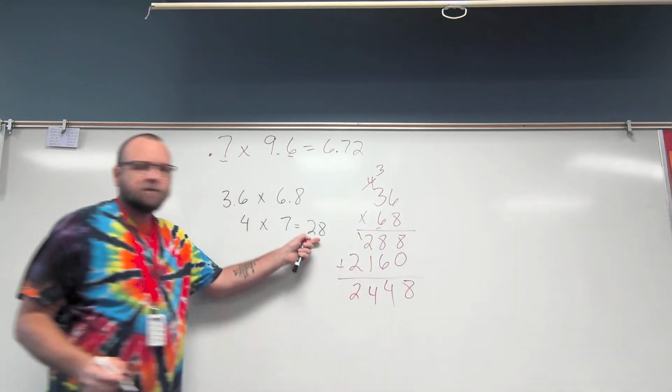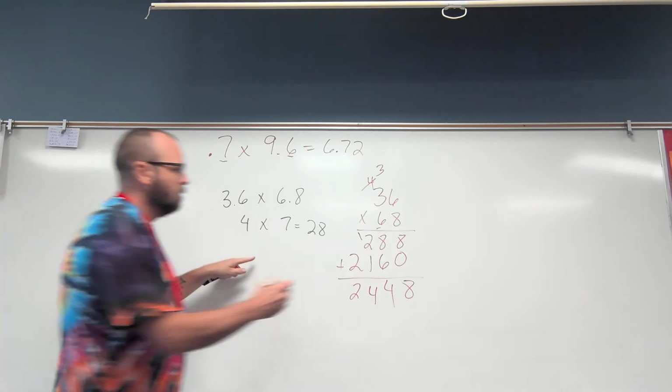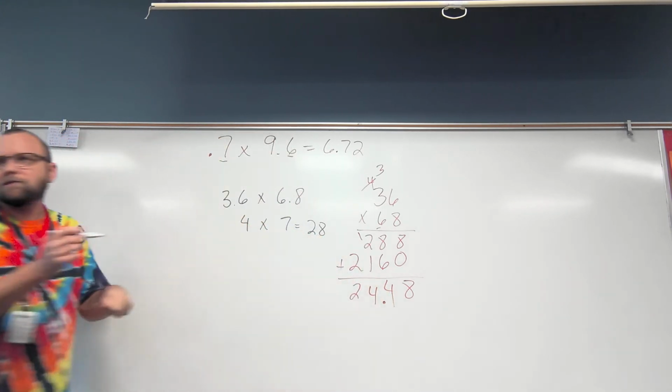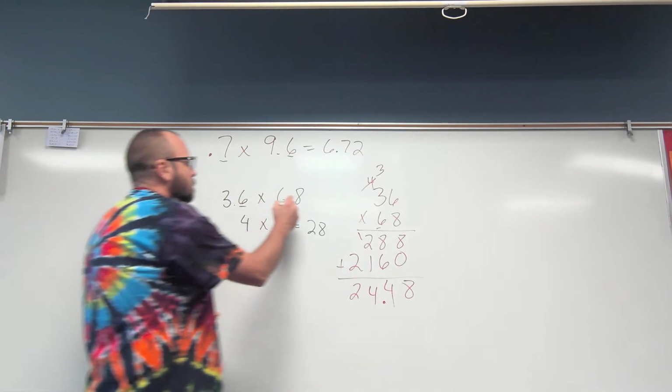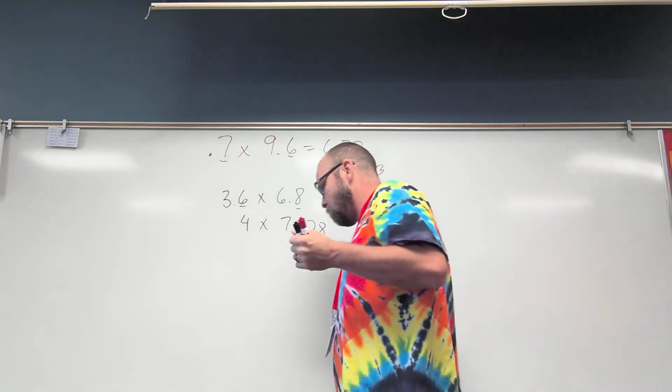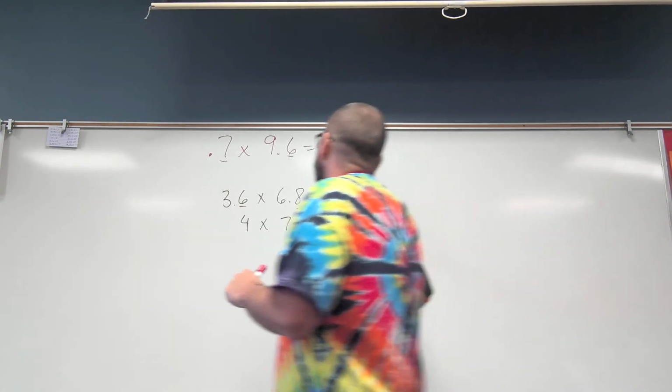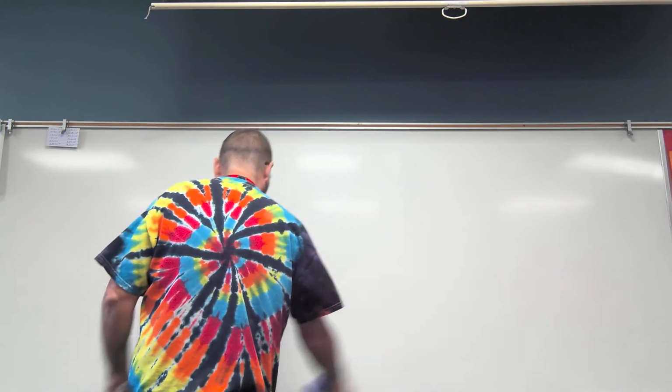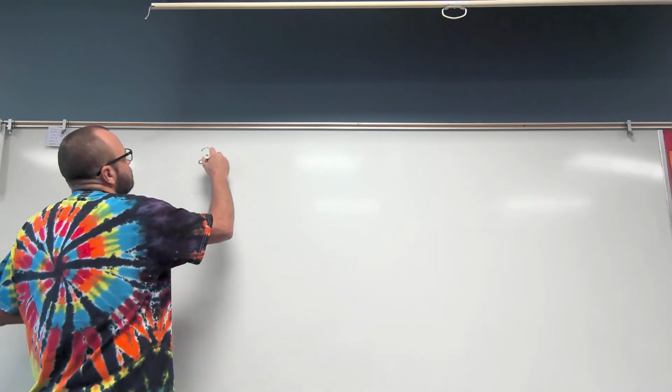And I said my answer needs to be around 28, which tells me I need to put the decimal there. If I went back and looked at my equation, I have 2 numbers behind the decimal point in the problem. That means there needs to be 2 numbers behind the decimal point in the answer. The key is to ignore the decimal points until you get to the final product of your answer. That's all it is.